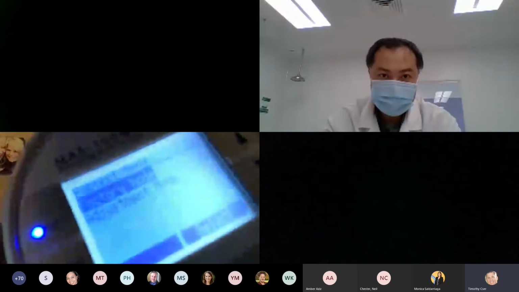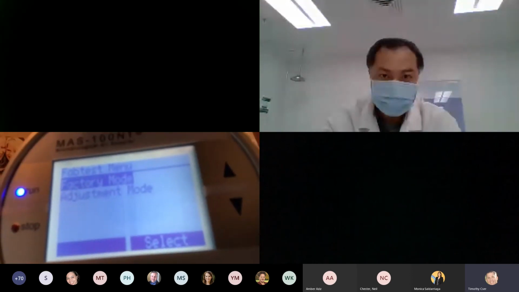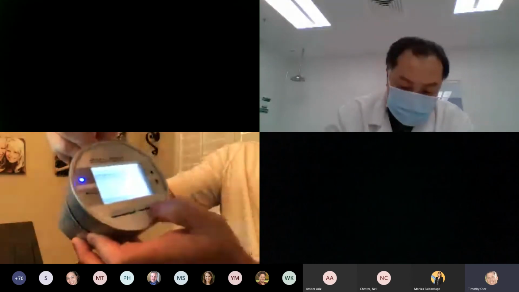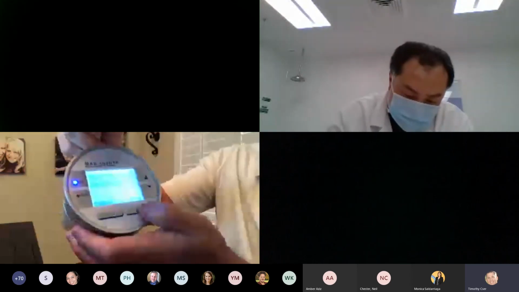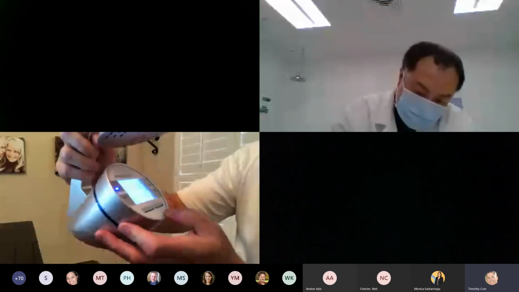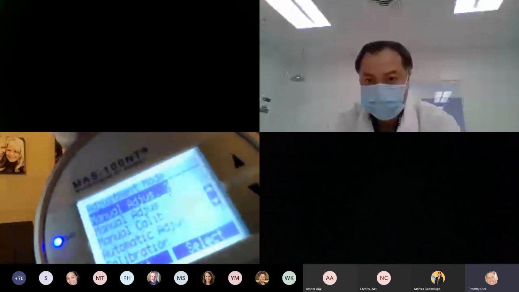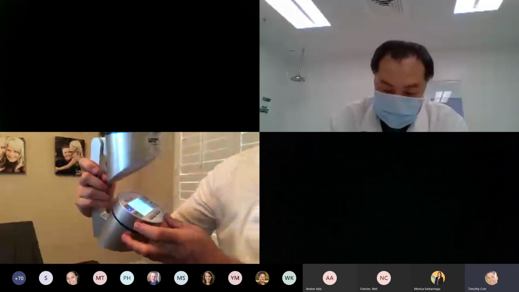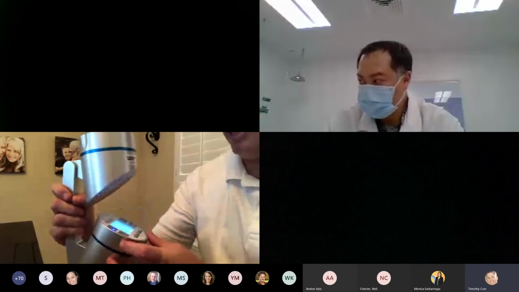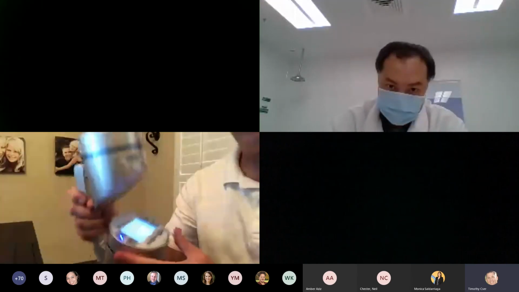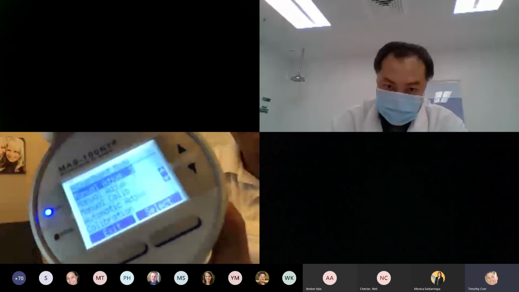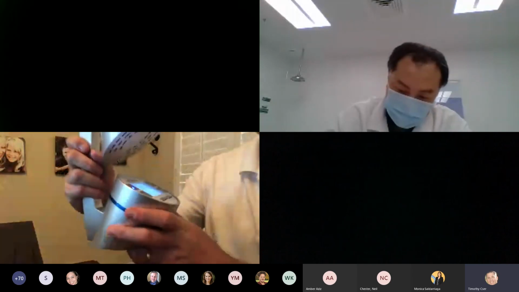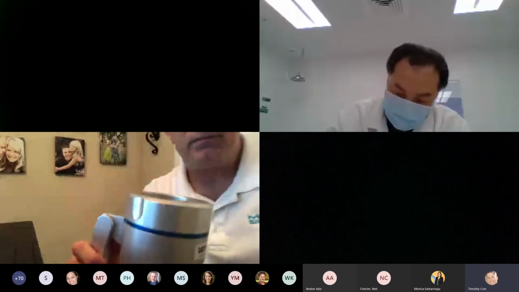Now, notice it says factory mode and adjustment mode. Everybody see that? I'm going to go to adjustment mode and hit select. And that takes me into manual adjustment 3. This is all in the manual, but I'm going to show you guys. This is manual adjustment 3. There's also manual adjustment 1, manual calibration, automatic adjustment, and calibration. So the most important thing is we're going to have to do a 3-point manual calibration, adjustment and calibration.